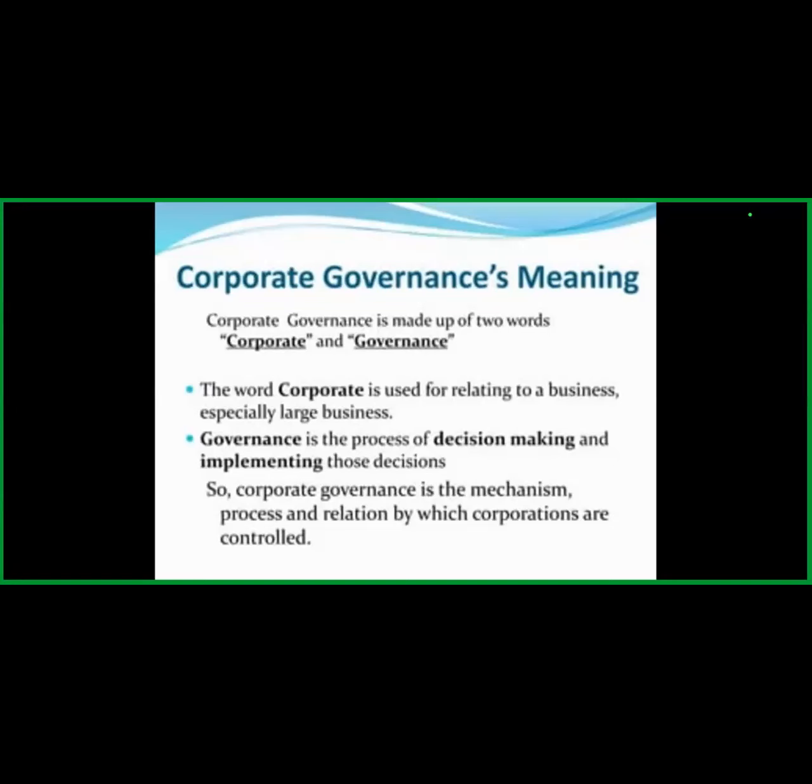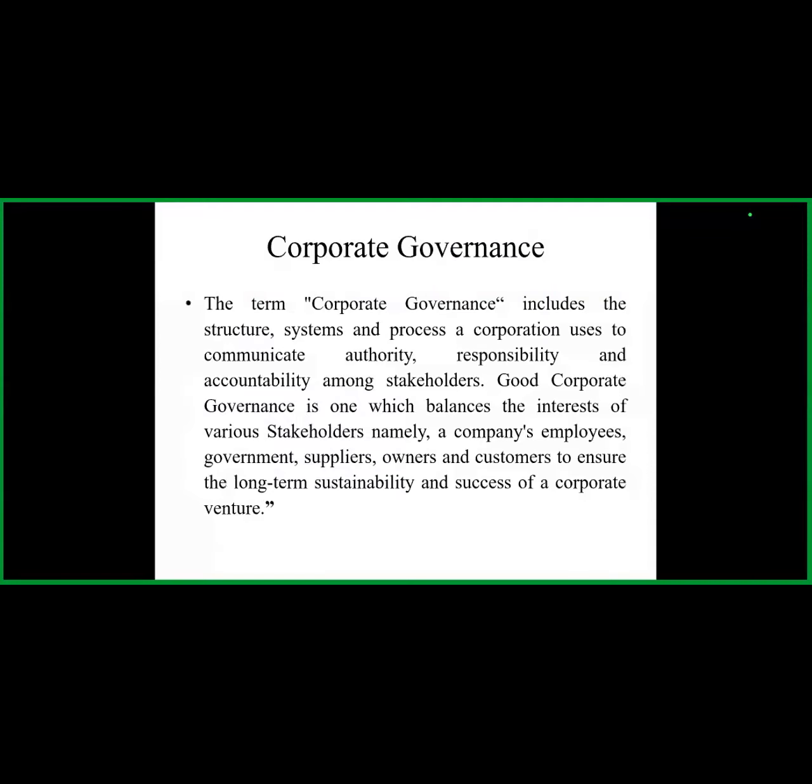Governance is the process of decision making and implementing those decisions. So, corporate governance is a mechanism, process, and relation by which corporations are controlled. We had discussed in simple words that the guidelines, the rules, the regulations, the principles which are being made by the companies for smooth functioning, those guidelines, rules and regulations are included in the governance. So, that is the meaning of corporate governance.